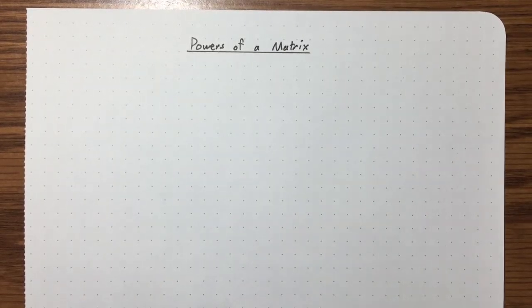Today I'd like to talk about a really important application of diagonalization, which is taking powers of a matrix. There are many reasons why we might want to take powers of a matrix. Multiplying a matrix by itself some number of times is the same as composing a linear transformation some number of times, so applying a linear transformation repeatedly.